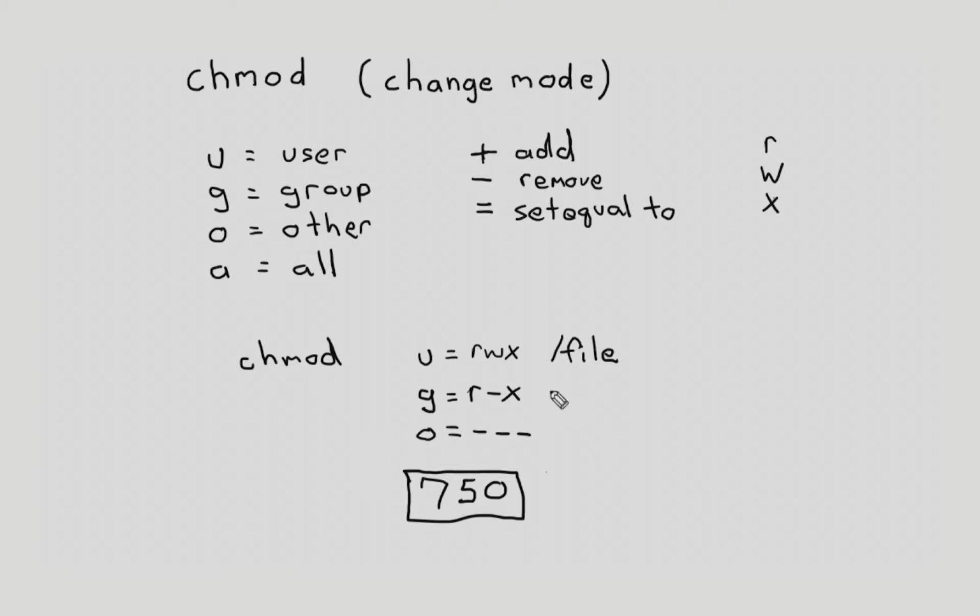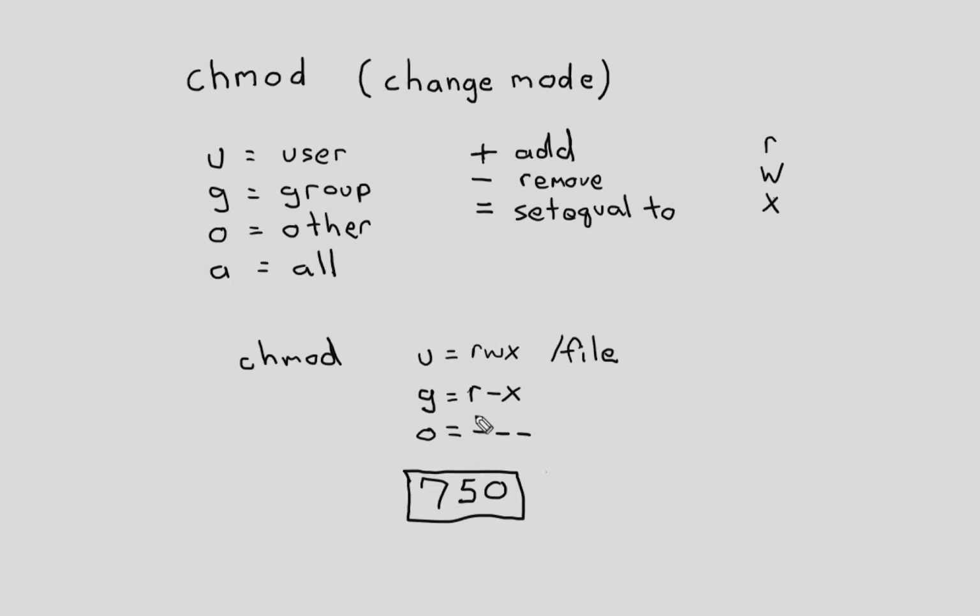The symbolic method is really useful when you're just needing to add one individual permission for either user, group, or other, or you just want to remove just one permission from user, group, or other. It really just depends on exactly how you want to use it. But that is both the symbolic and the octal method of using chmod.